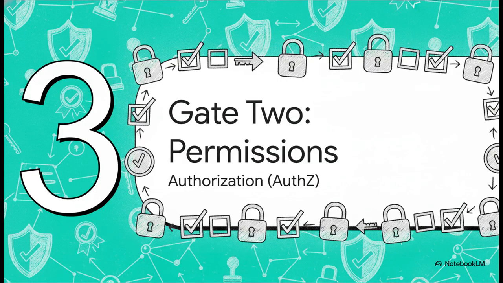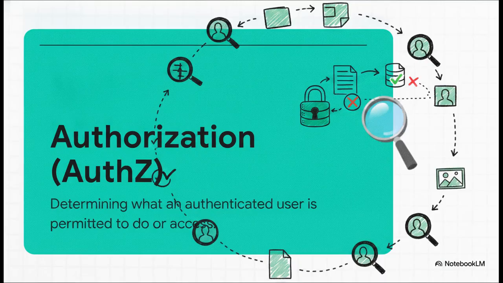Okay, Section 3, Gate 2, permissions. So once they're through that first gate, Authorization, or AuthZ, answers an entirely different question. Are you actually permitted to access this resource or perform this action? This is exclusively about permissions. Can you read the specific file? Can you modify this exact database record?